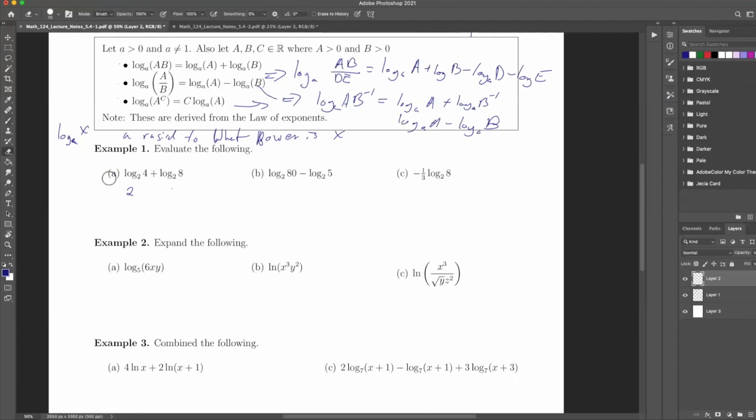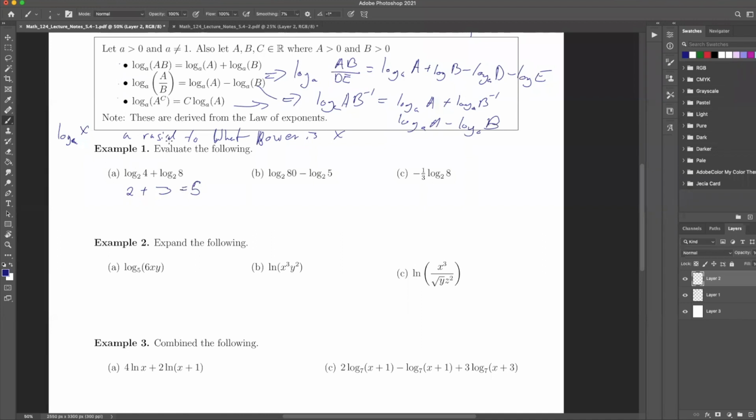Go ahead and get rid of all this. And 2 raised to what power is 8? Log base 2 of 8, 2 raised to what power is 8? See if you can give me in chat. 3, yeah. And so here we have 2 plus 3 is equal to 5. And so here we evaluated this.